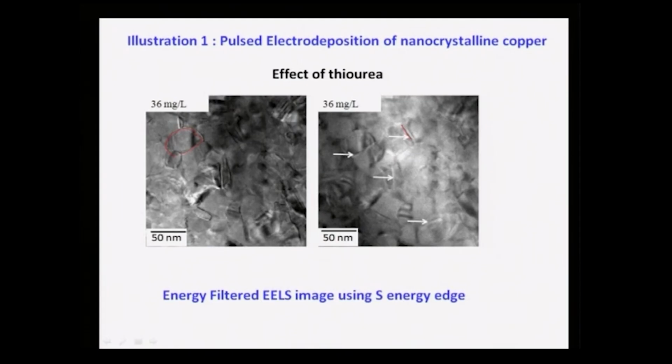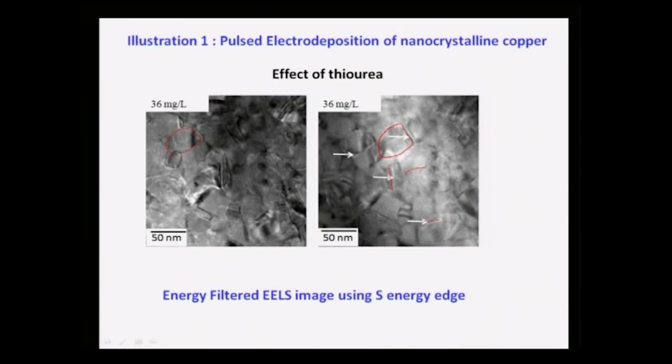If I use the sulfur energy edge, that means I only allow the energy loss due to sulfur atoms in the EELS spectra, and then image that onto the image. I can see that all these grain boundaries are brightened up. You can see here, you can see there. So indeed sulfur atoms are present at the grain boundaries, and our postulation that thiourea acts as a grain growth inhibitor can be proved this way. This is now published in a reputed journal. One can look at the details, and it is possible to take up certain issues, do the energy filter imaging, and show that these are actually true.